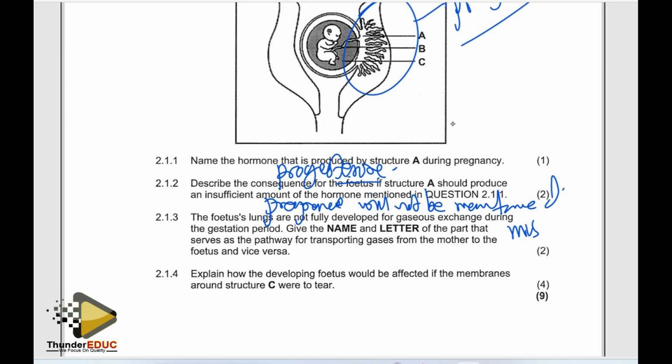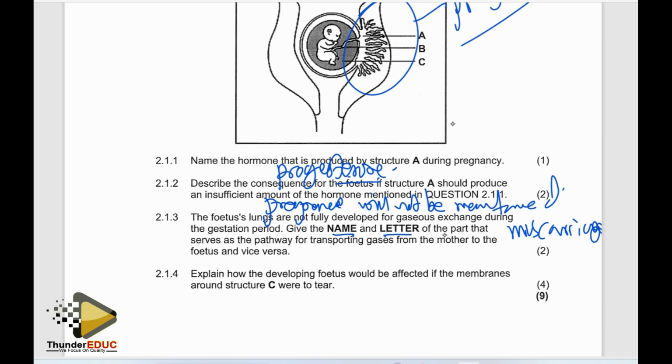So we're going to have what you call the miscarriage. Because the function of progesterone is to maintain pregnancy, and now you have reduced the amount of progesterone, definitely miscarriage is most likely to happen. The fetus lungs are not fully developed for gaseous exchange during the gestation period, during the period of the development of the embryo. That's the meaning.